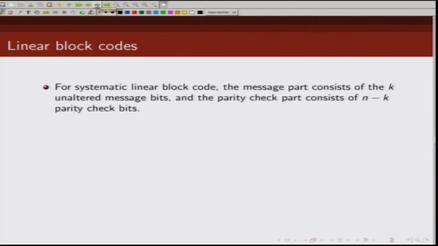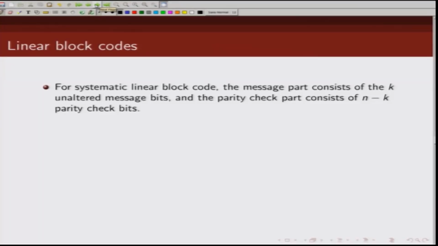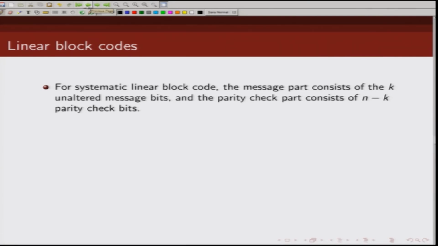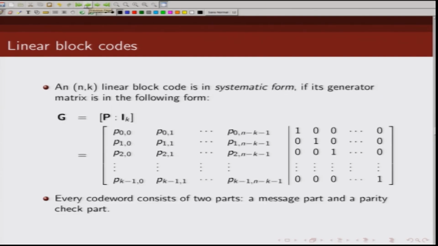So, as I said, for a systematic linear block code, the message part will consist of the k information bits, and the remaining n minus k bits, which are the parity bits, will be linear combinations of these message bits. So, we can write down the encoding equations for these matrices, for the systematic code. If you look at our encoding equation, our V is U times G, where G is of the form like this.